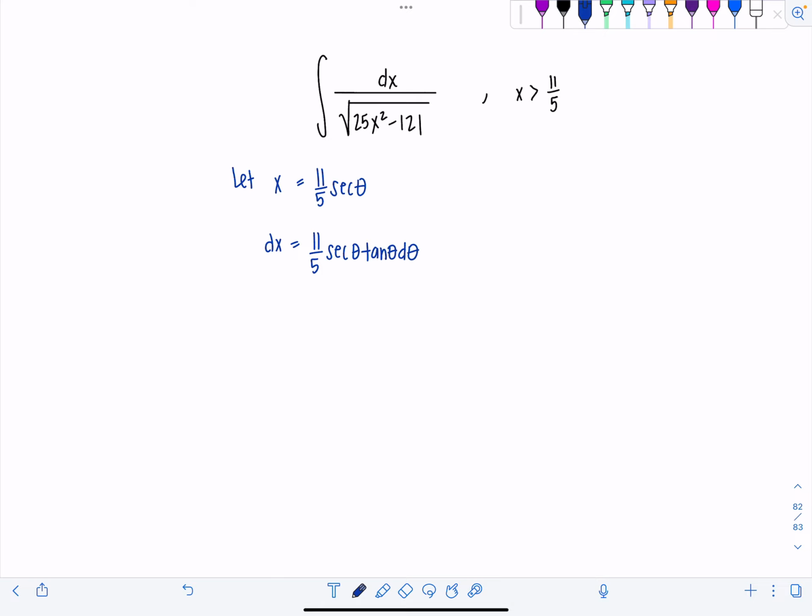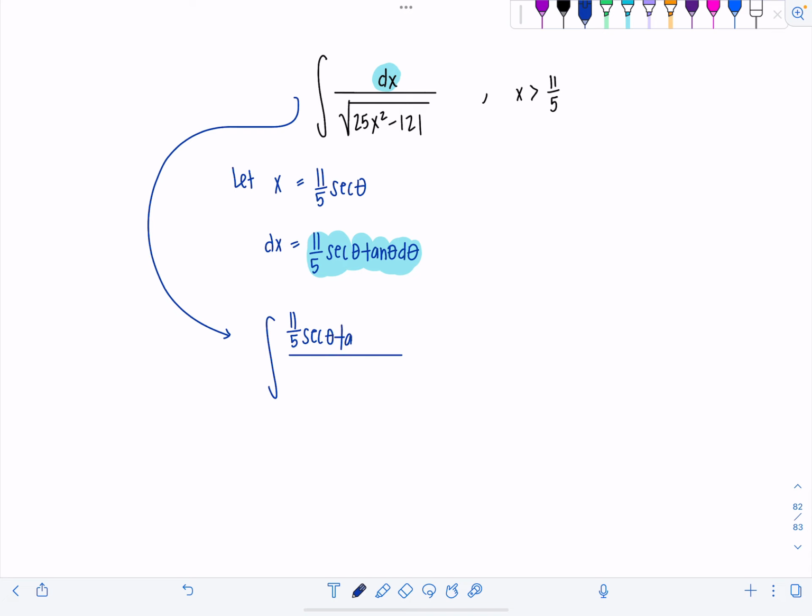And now we're ready to switch and rewrite our integral in terms of theta. Do it all at once. Don't leave half of it still in terms of x and then the other half in terms of theta. All right, so in the numerator, instead of dx, right, all of this is dx. So that's what's going to go upstairs: 11 over 5 secant theta tan theta d theta.